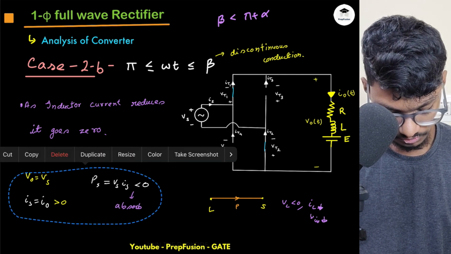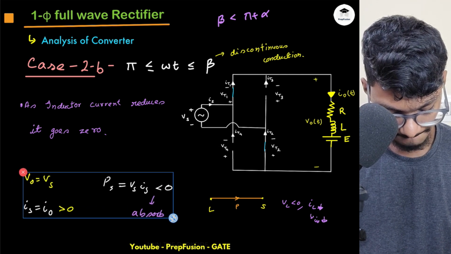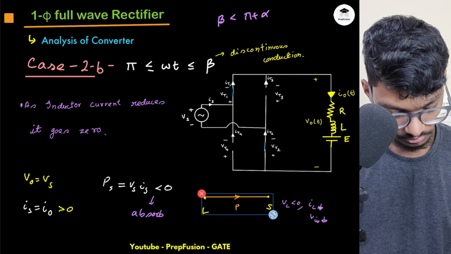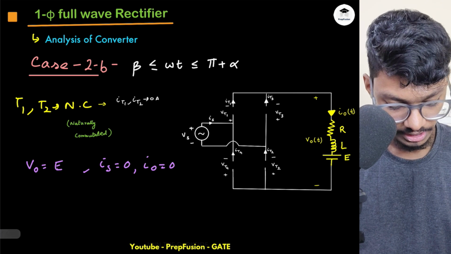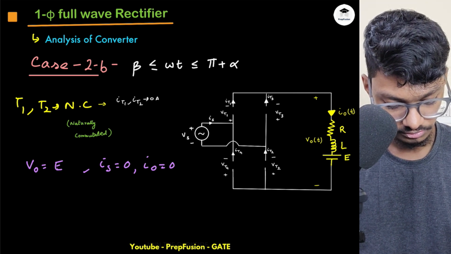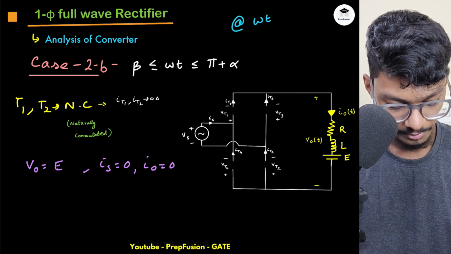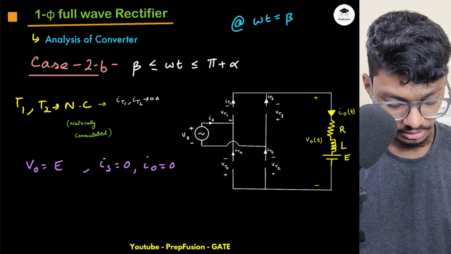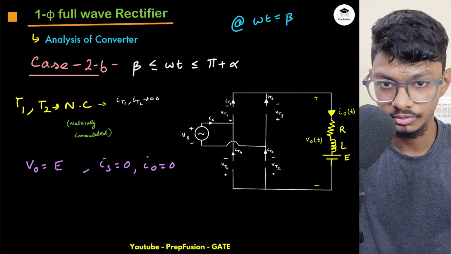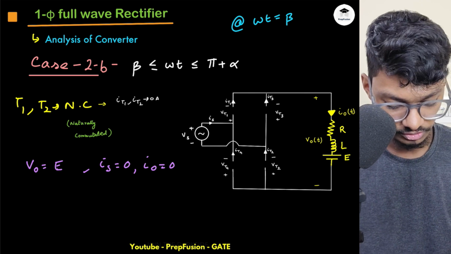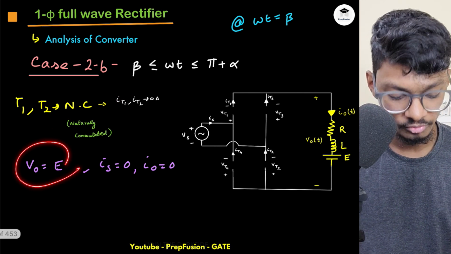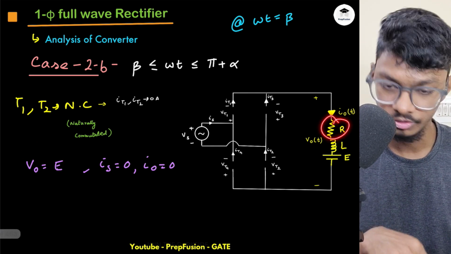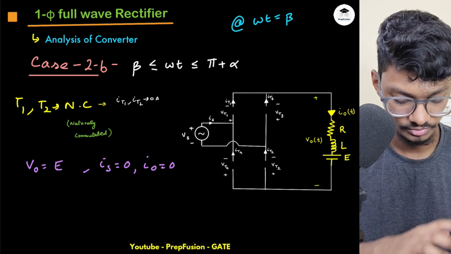Okay, so in the next case, what is happening at omega t equals beta? At omega t equals beta, current is going to 0. As soon as current goes to 0, T1 and T2 will be naturally commutated, and my VO, the output voltage, will be simply E, because IO into R will also be 0 and the inductor voltage will also be 0.